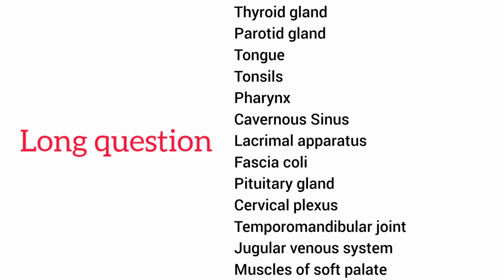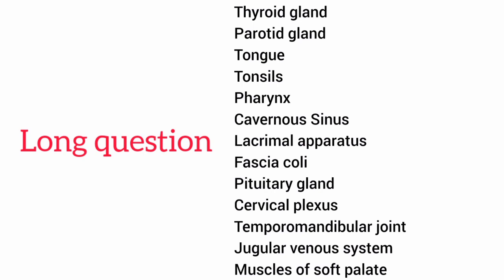Cavernous sinus is important for short as well as long question. Contents are also important. What are the nerves? What are the arteries that pass through the cavernous sinus? And the clinical correlation of cavernous sinus is so much important. Then comes the lacrimal apparatus. This is not a common question but can be asked. Then comes fascia colli. This is also not so common but is an important conceptual thing.